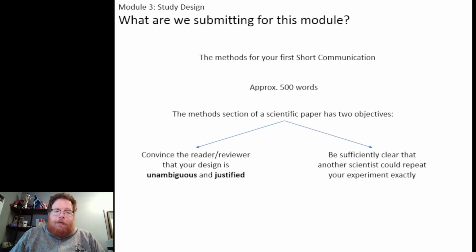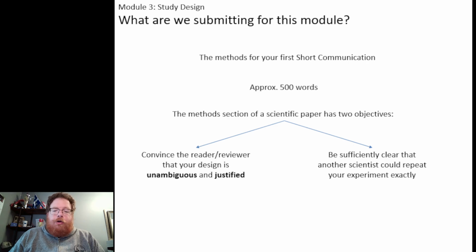The second objective of a methods section is to be sufficiently clear that another scientist could repeat your experiment exactly. So the way to think about this is, if I were to take your short communication and give it to one of my students next year who are taking this course and say to them, I want you to execute exactly this experiment that my students last year did and see whether you get the same results. Would they be able to read your methods section and go into HumMod and execute exactly what you did? Because you have written your methods in such a clear way that it's very obvious what you did, and another person could easily replicate those steps.